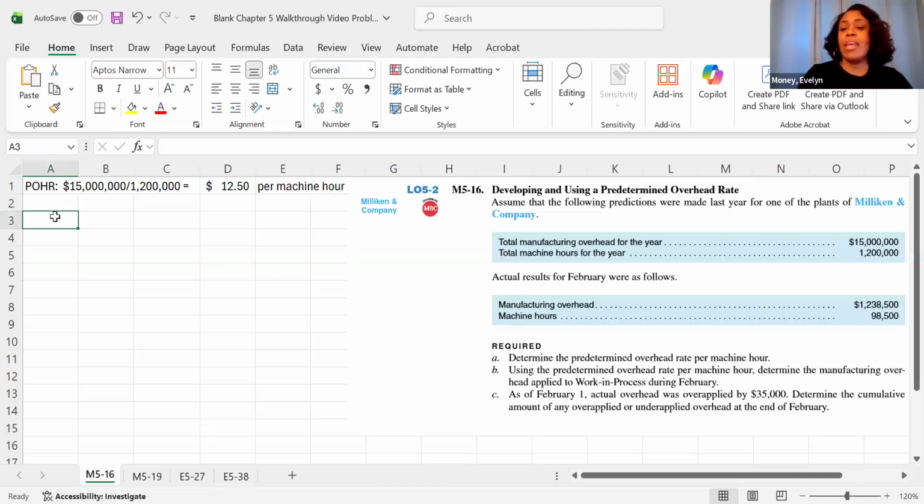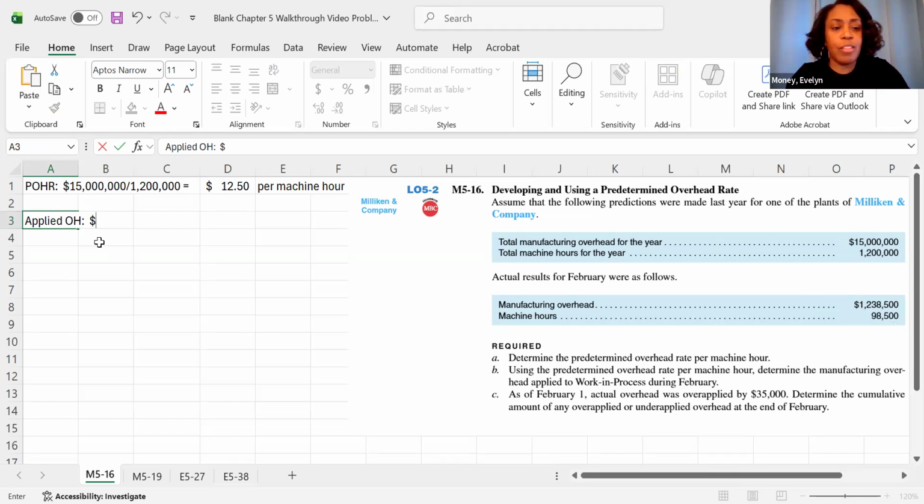Now in part B, we're going to use this same rate per machine hour to determine the manufacturing overhead applied to work in process during February. For overhead applied, yes, I have actual overhead costs, but to apply overhead, I'm going to use the same rate and multiply it times the actual activity. So for applied overhead, we're going to take that $12.50 and multiply it times the 98,500 machine hours.